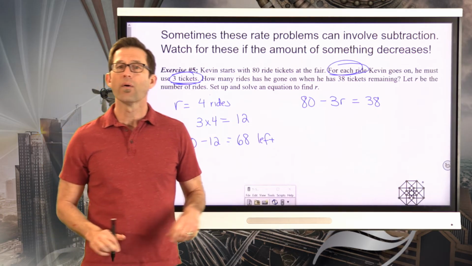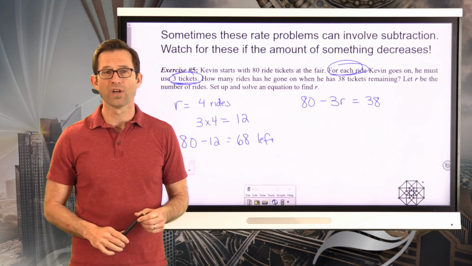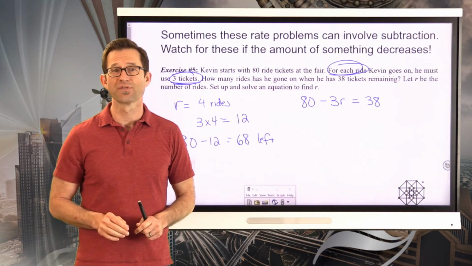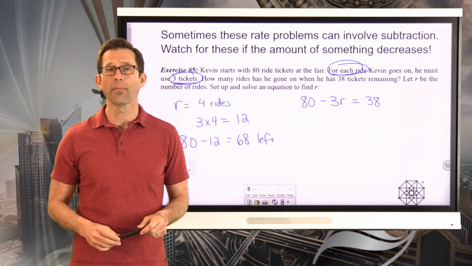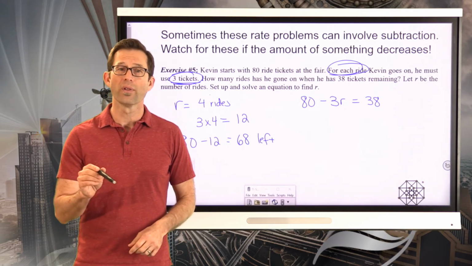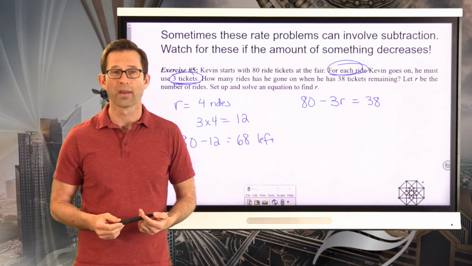Okay. Now, these equations are always a little bit more challenging to solve, although we certainly have solved some like this. I'd like you to pause the video, work through this, and try to figure out how many rides Kevin took so that he only has 38 tickets remaining.